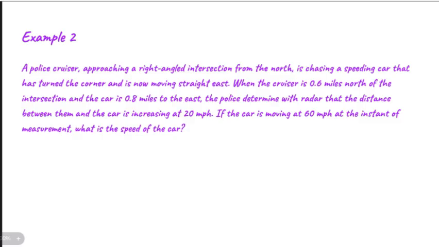Okay, there's actually a clarification I need to make because I did not type this out very well. This is actually the police car speed, right? So that's a little detail I left out. So that's the police car.